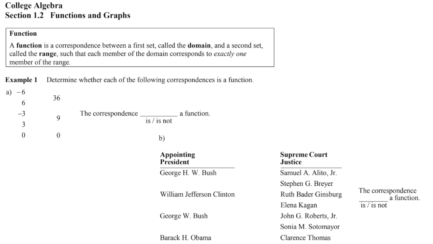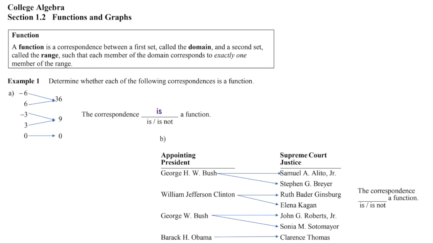In our first example here, it's asking us to determine whether each of the following correspondences is a function. So I'm going to first draw lines from -6 to 36, 6 to 36, -3 to 9, 3 to 9, and 0 to 0. On the left, I'm going to call these my domain.